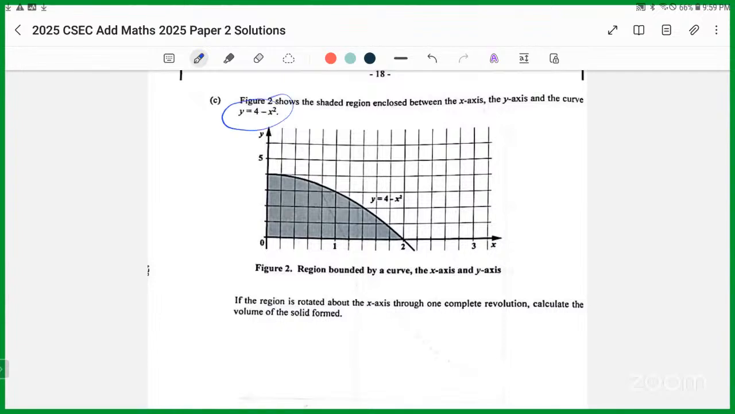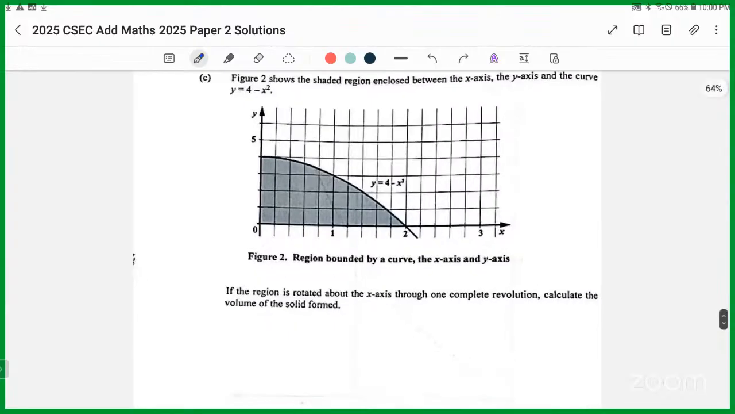y equals 4 minus x squared. That's this one. It says if the region is rotated about the x-axis, one computes the volume. Now volume is pi times the integral of y squared dx when you revolve around the x-axis between the limits of a and b. So using this now for this one.